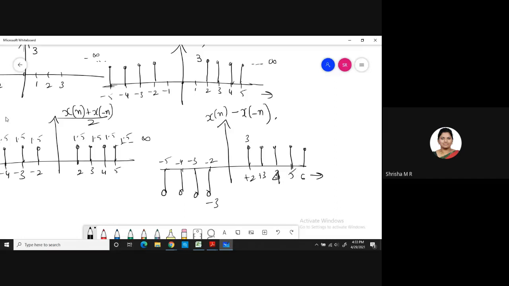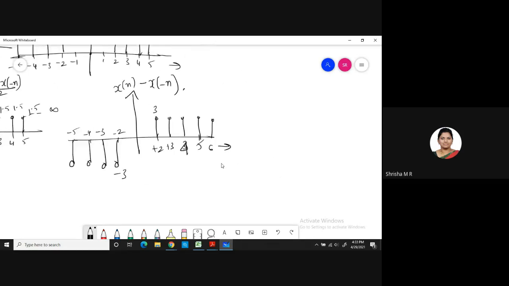Now if you scale it by a factor 2, what do you get? The amplitude will be reduced to half. Okay, it will be 1.5. That's all. Is it clear, guys? You're following or not?